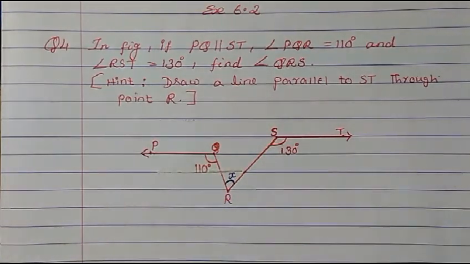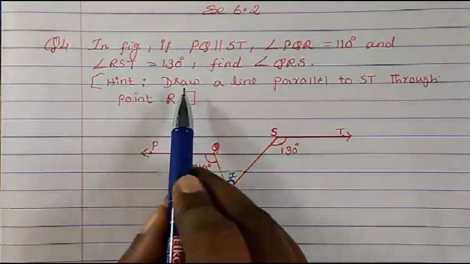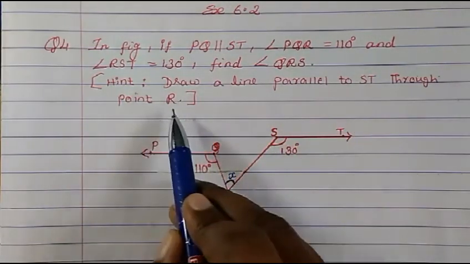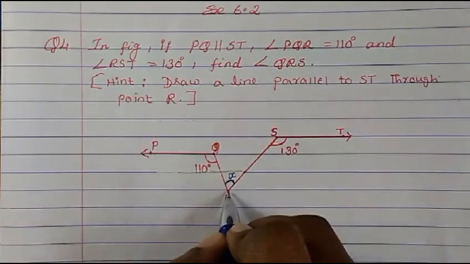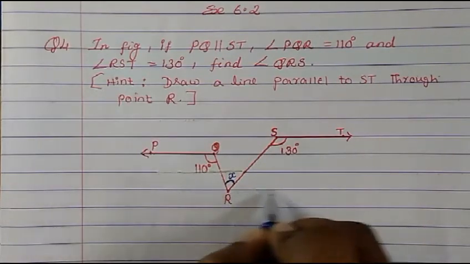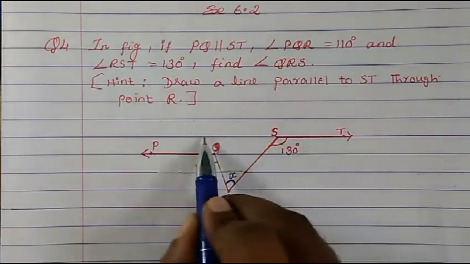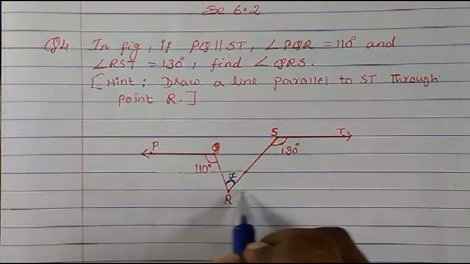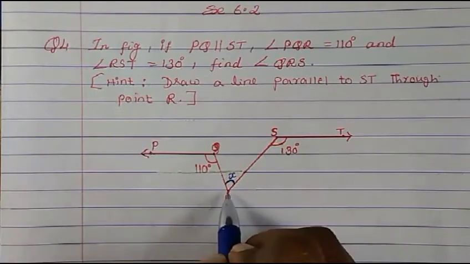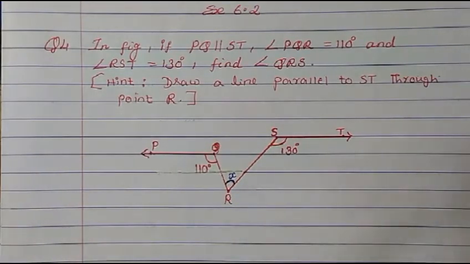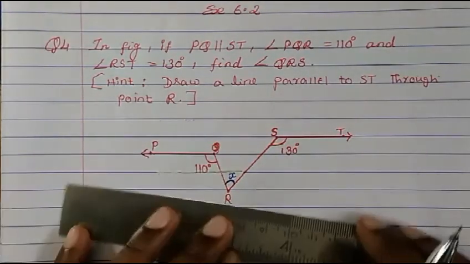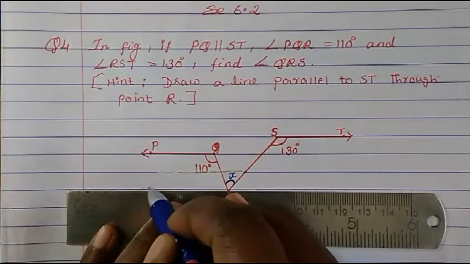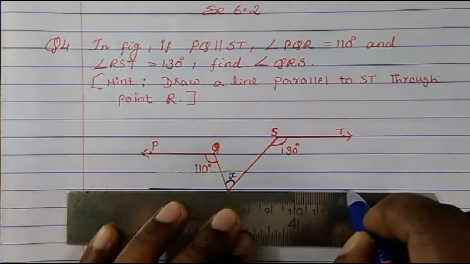Okay, so what is the hint given to us? Draw a line parallel to ST through point R. So point R is here, and we have to draw a line parallel to ST. If you extend ST, this is the line. So we have to draw one parallel line through the point R. So let us draw that. To the point R, we will draw a line parallel to ST.